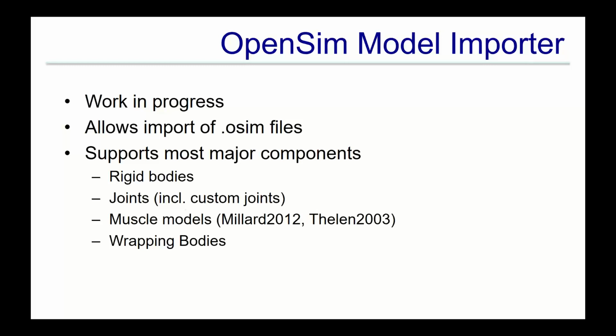And as the title suggests, what this tool allows you to do is import OpenSim models, so .osim files, into ArtiSynth, and base your model on a pre-existing model, so that you don't have to redevelop something somebody else already did. And while it's still work in progress, it already supports most of the major components. So obviously rigid bodies are supported, multi-body joints, most of them are supported, including OpenSim custom joints. The most commonly used muscle models are supported, and also things like wrapping bodies, external forces, springs, and so on.